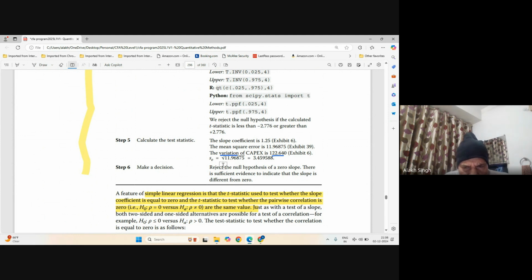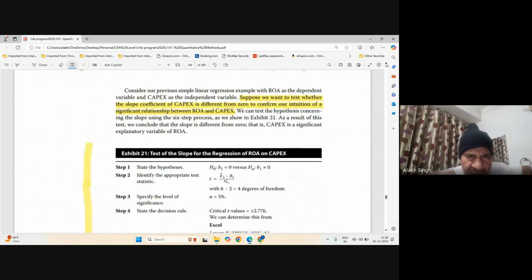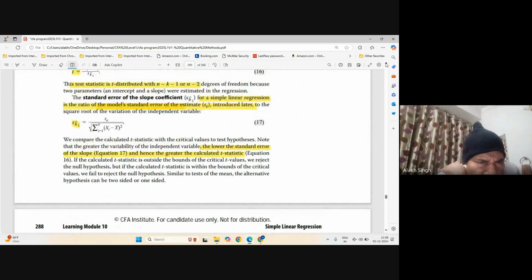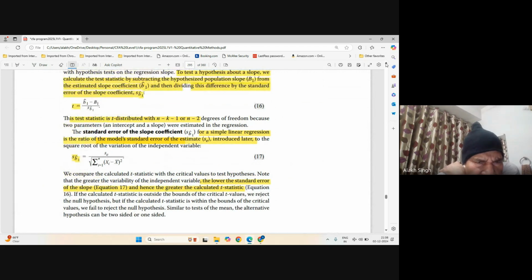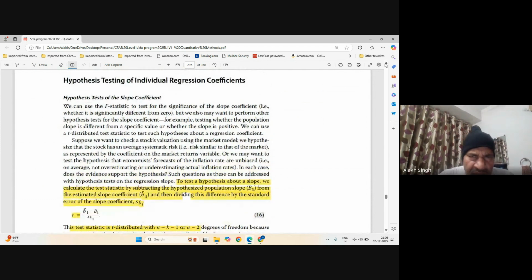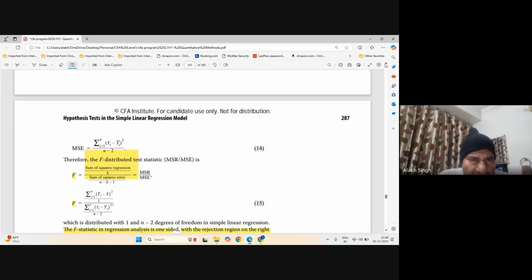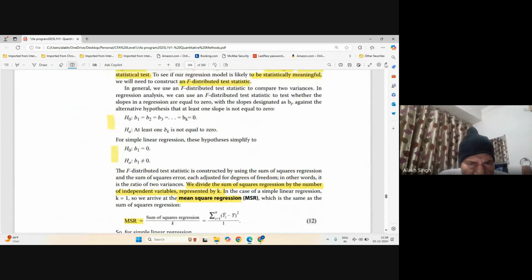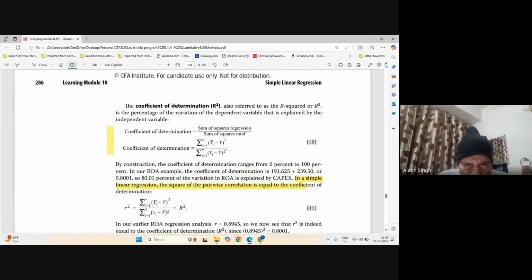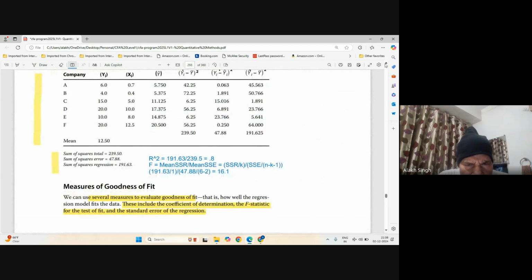Mm, so standard error, where was this standard error calculated? Let me see. Standard error. So standard error is this error of the slope. But exhibit 39 we never encountered. Let me go up. So I am on page 295. Where is that standard error? Is it here?